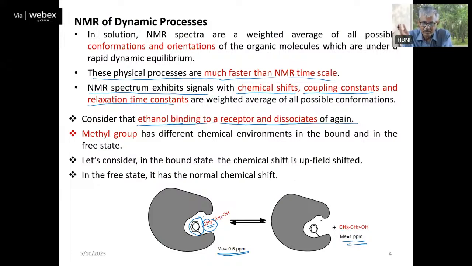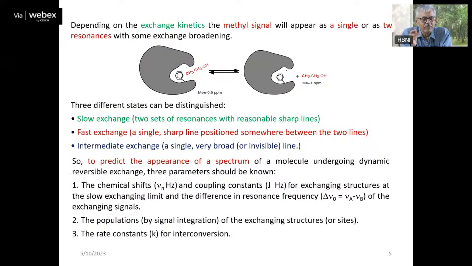I told you the chemical shift is an upfield shift because of the way we have chosen; this is just arbitrary. Suppose you have a functional group here, a carboxylic acid group, you will see the CH2 is interacting, and then the CH2 will have a different chemical shift. Now let us see, depending on the exchange kinetics.